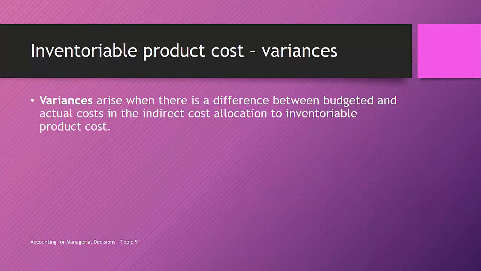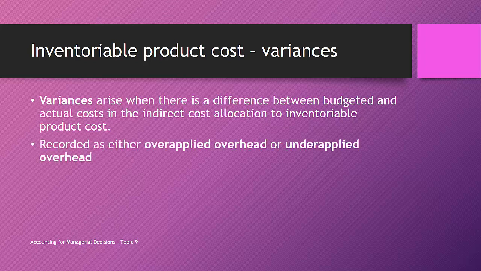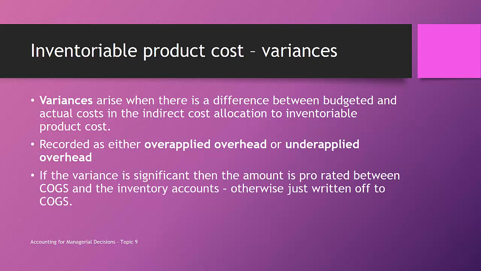unit. Now, because this was calculated using expected numbers, there's often going to be a difference between what we think is going to happen and what actually happens. Not usually. I mean, it's incredibly rare that the future will hold exactly as we expect it. And this means that there'll either be over-applied overhead or under-applied overhead. And if the variance is significant, then you would sort of split that variance out between cost of goods sold and the inventory accounts. Otherwise, it just gets written straight off to cost of goods sold.